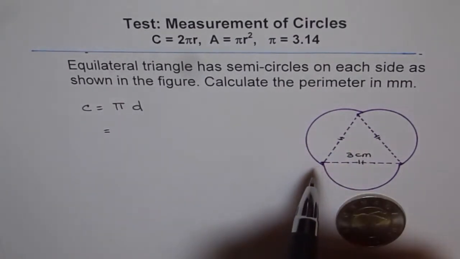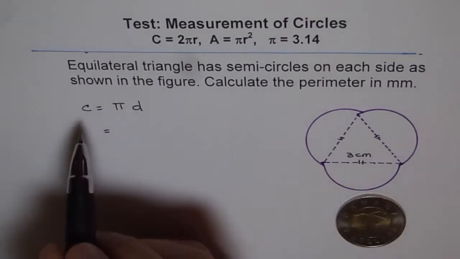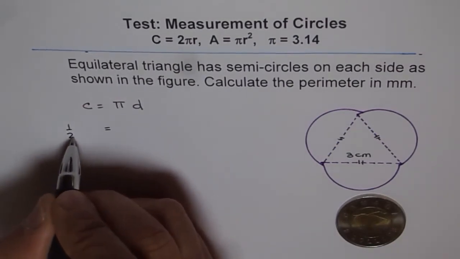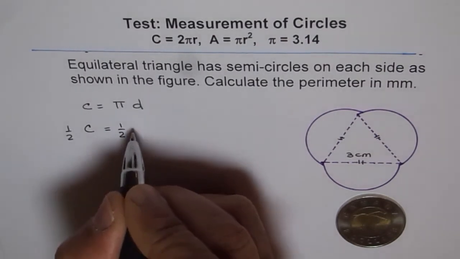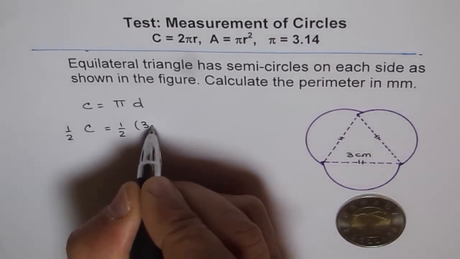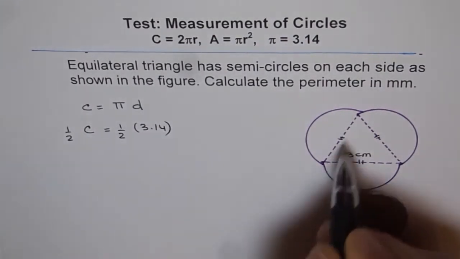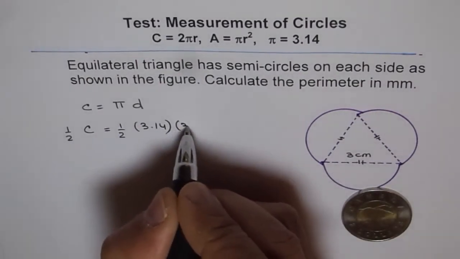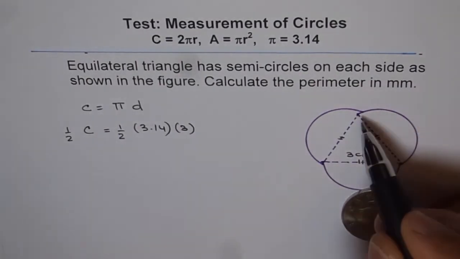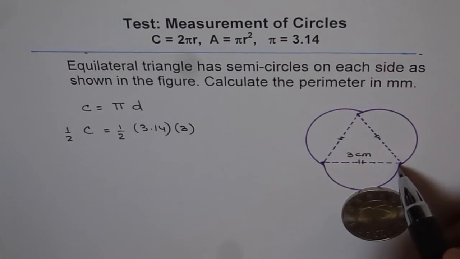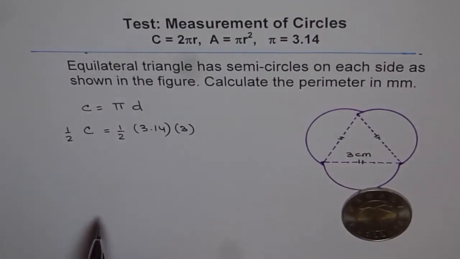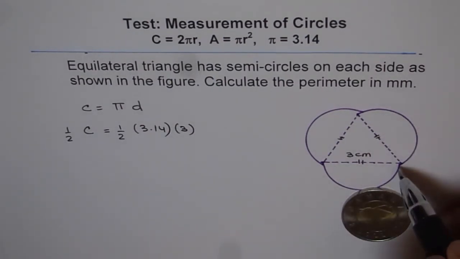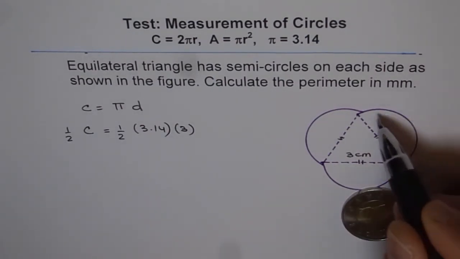So what we can do is, half of a circle will be half of the circumference, so half of pi, which is 3.14, times the diameter, which is 3 centimeters. So each semicircle is that long. Do you understand? So that is the length of each semicircle.